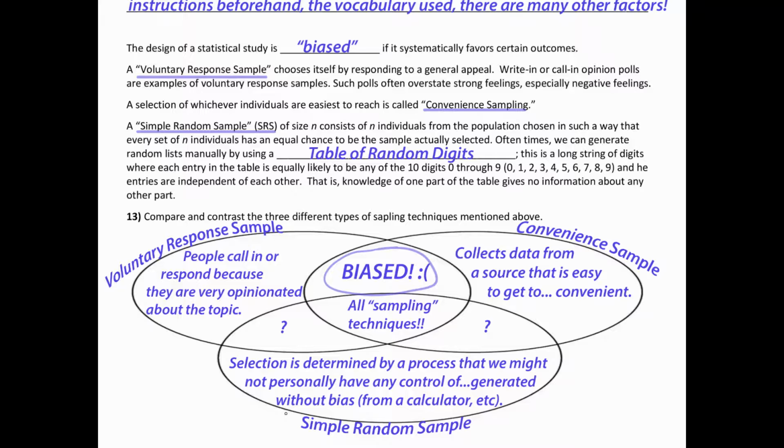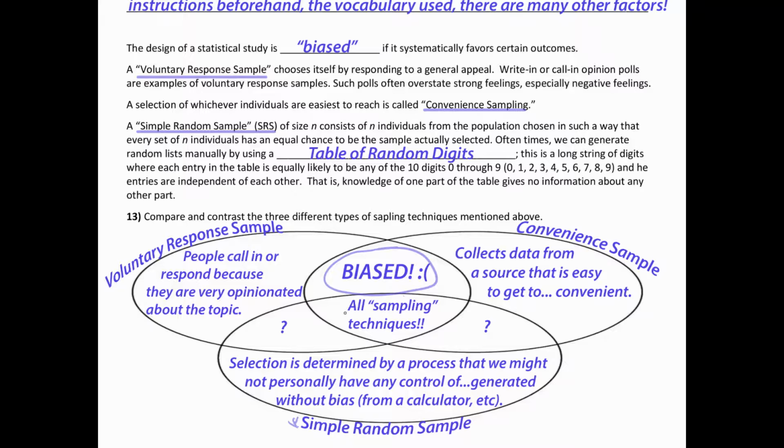The third type here is the simple random sample. That is the best option. It's unbiased. It's where you select people that are determined by something we might not have control of: a calculator, a computer, a random list of digits. And so that's the best way. It's not biased. Now all of these are sampling techniques, so in the middle they're all different ways that you could sample.